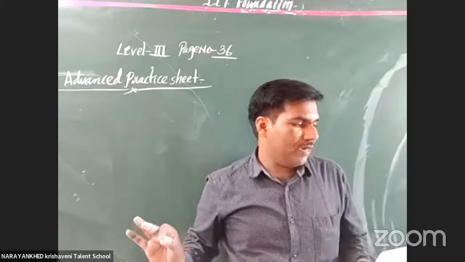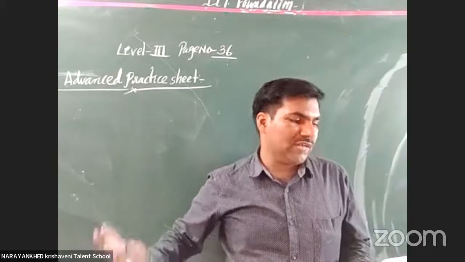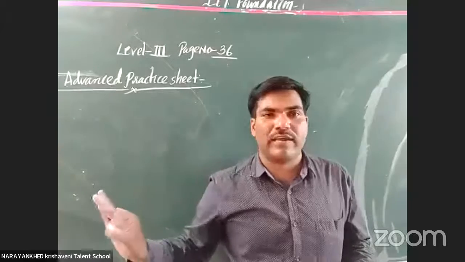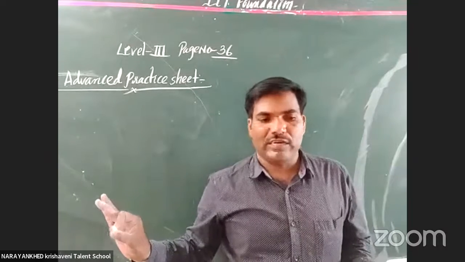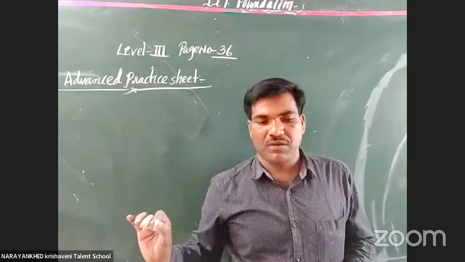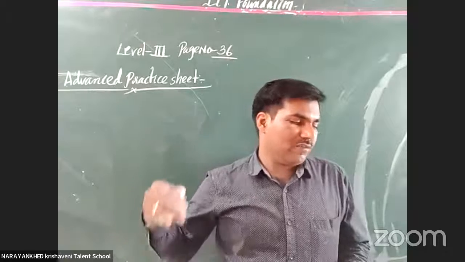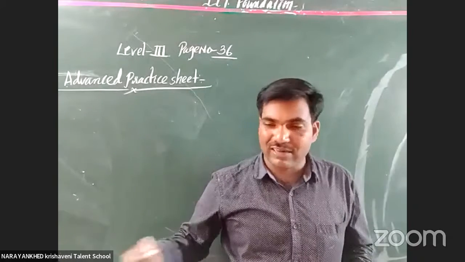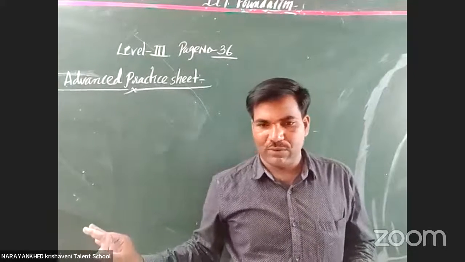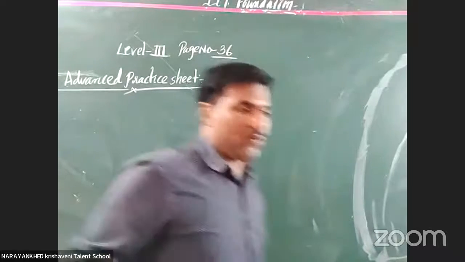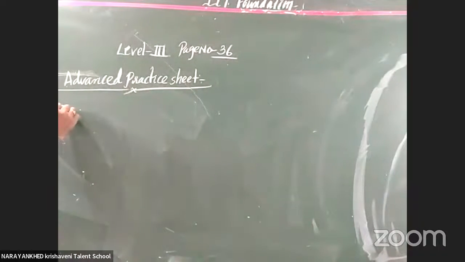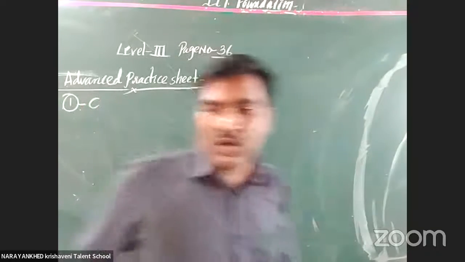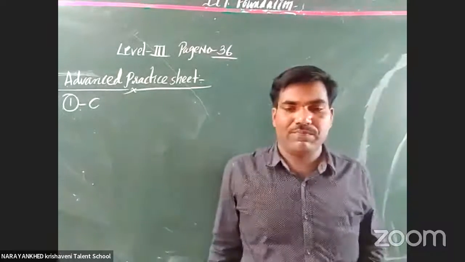Next, the reason: vector quantities have only magnitude but no direction. It is a wrong statement. So the assertion is true, the reason is false. The answer is 3. The answer is C. For the question in the advanced practice sheet, the answer is C.